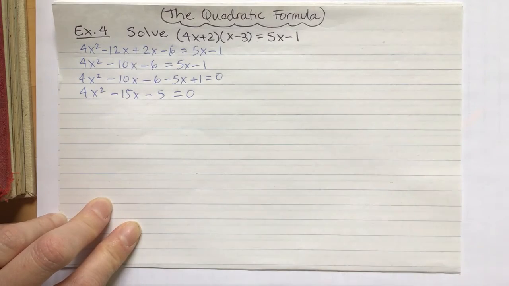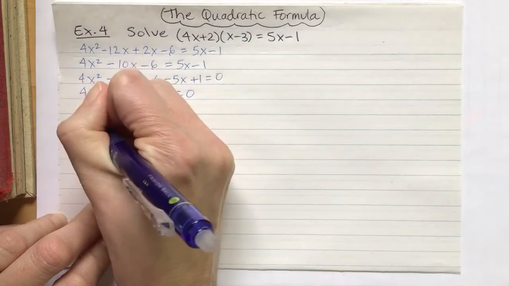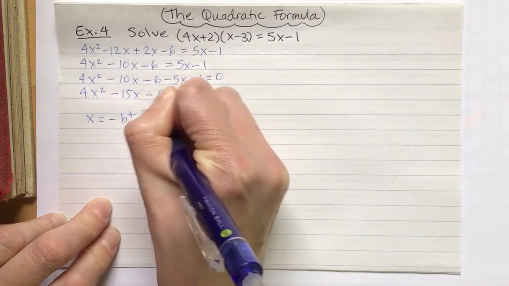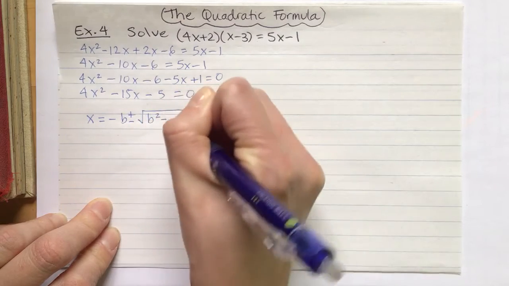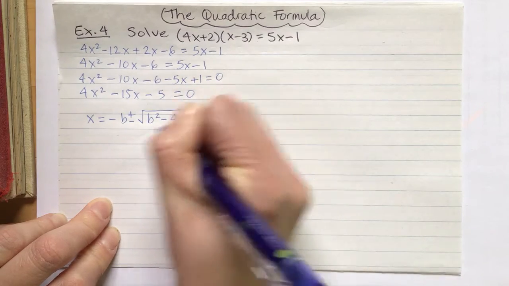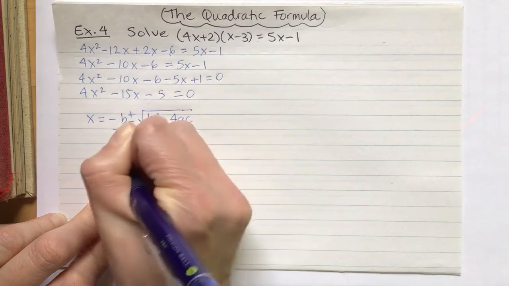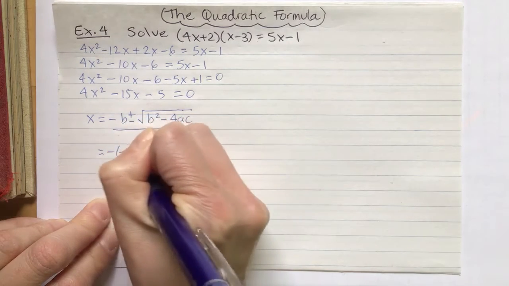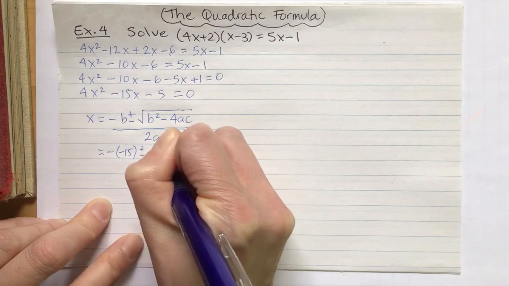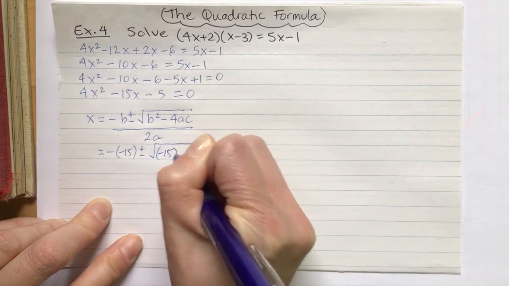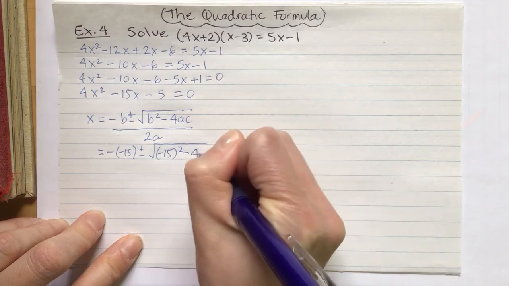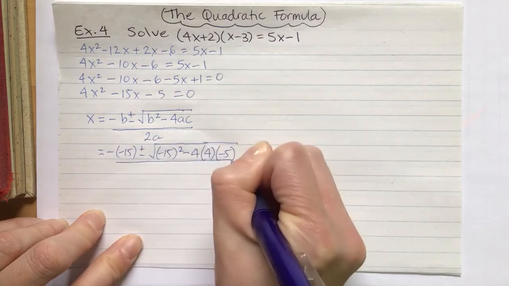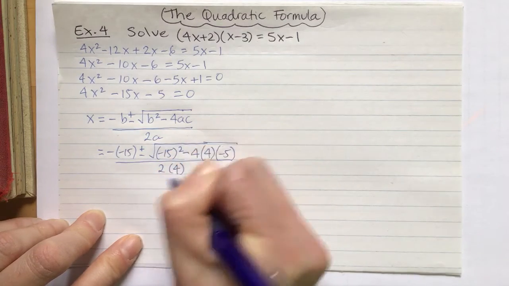So now we're going to solve for x using the quadratic formula. We're going to start off by writing out the quadratic formula. x is equal to negative b plus or minus the square root of b squared minus 4 times a times c, and all of that divided by 2 times a. So our b term is negative 15. So we have minus negative 15 plus or minus the square root of negative 15 squared minus 4 times a, which is 4, times c, which is negative 5, and all of this divided by 2 times 4.